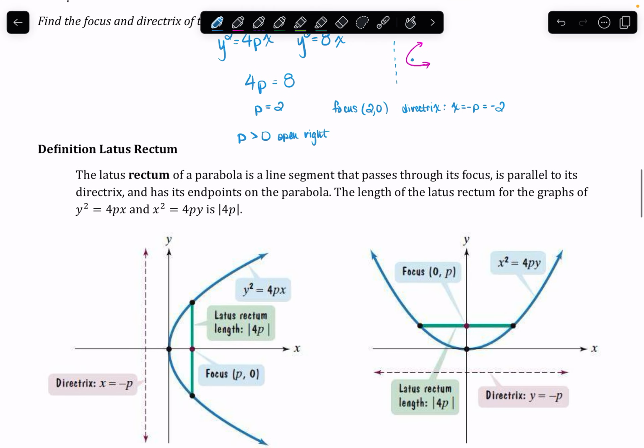All right, next definition, the latus rectum. This is a line segment, keyword being segment, which means it's got endpoints, that goes through the focus and is parallel to the directrix. So it's like a chunk of a line parallel to the equation of the directrix. Okay.